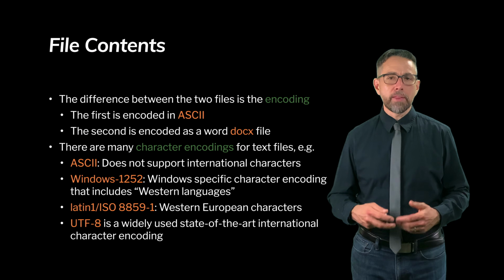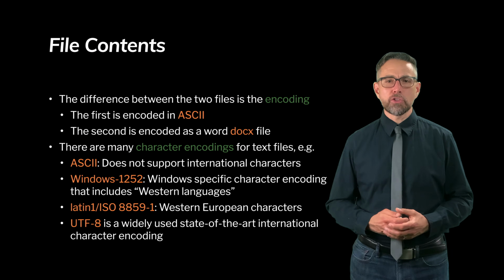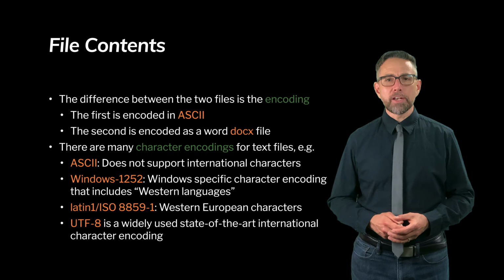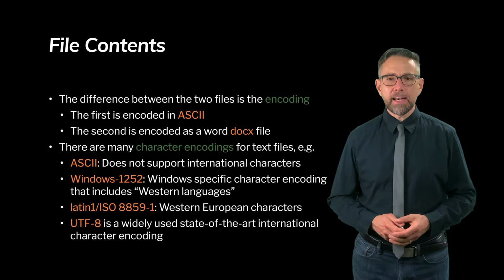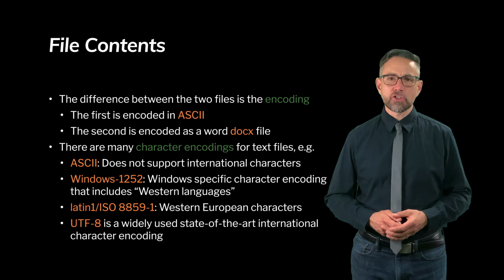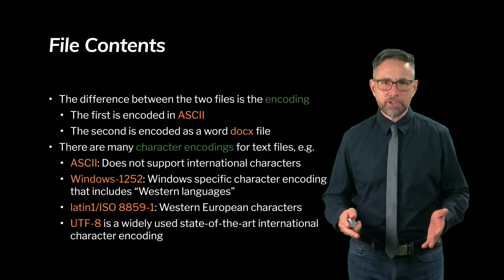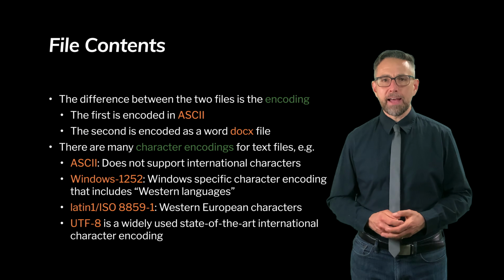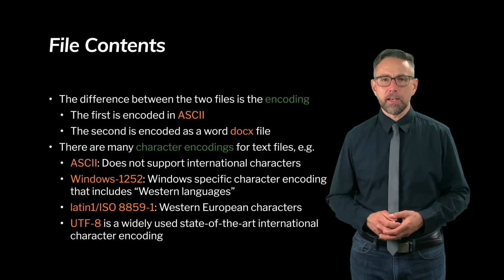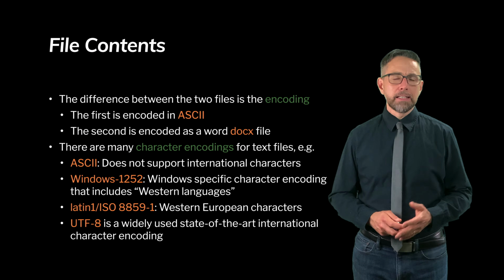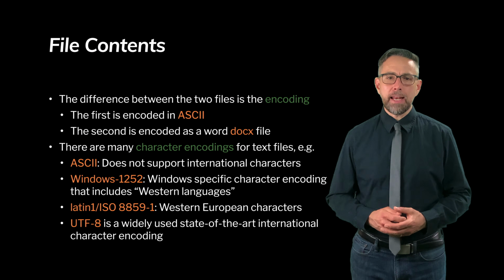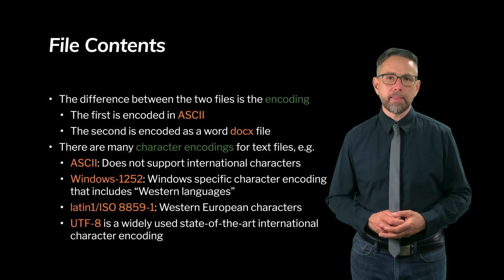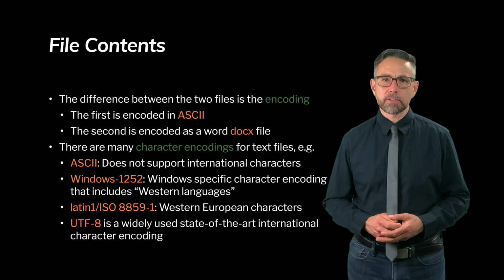An alternative, one that was developed after ASCII, is Windows 1252. This was a Windows-specific encoding that enabled us to introduce some additional characters that included Western languages. So specifically not the kinds of glyphs that you see in Asian languages. Latin 1, also called ISO 8859-1, is an encoding that includes Western European characters.